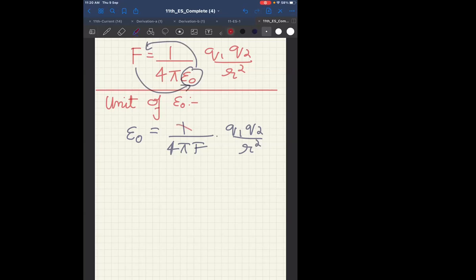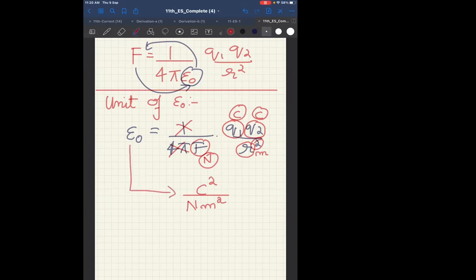Now see here, 1 does not have a unit, 4 pi does not have a unit. Unit of force is Newton. Unit of charge 1 is Coulomb. Unit of charge 2 is also Coulomb. And unit of distance R is meter. Therefore, the numerator becomes Coulomb square, divided by Newton, and R is meter but it is R square, therefore meter square. Therefore, the unit of epsilon naught is Coulomb square per Newton meter square. Did you get it, all of you?